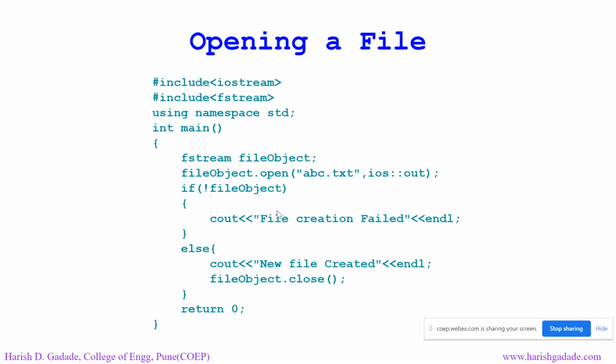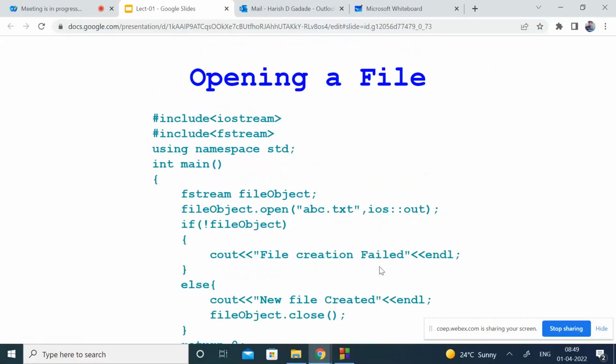If the file fails or something, if that object is not there, then we print this message. And in the else part, the new file is created, and after creating that new file, if you want to perform any operations, you can perform them. I'll show you how this will be.